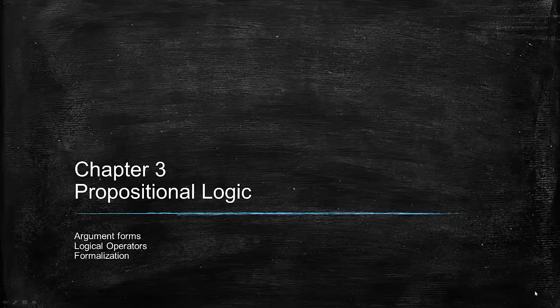Okay, so let's talk a little bit about the beginning of chapter 3. We'll do a little bit on argument forms and introduce the logical operators, and talk a little bit about formalization and give a lot of examples of how to formalize in propositional logic.